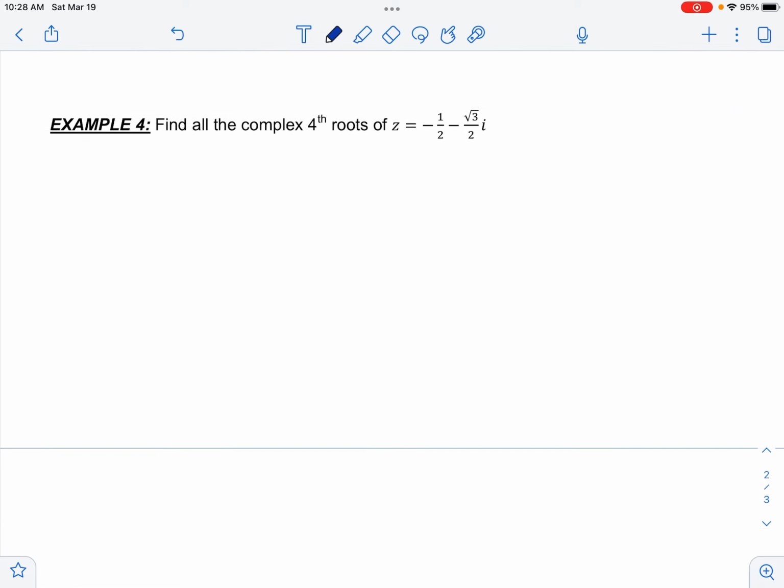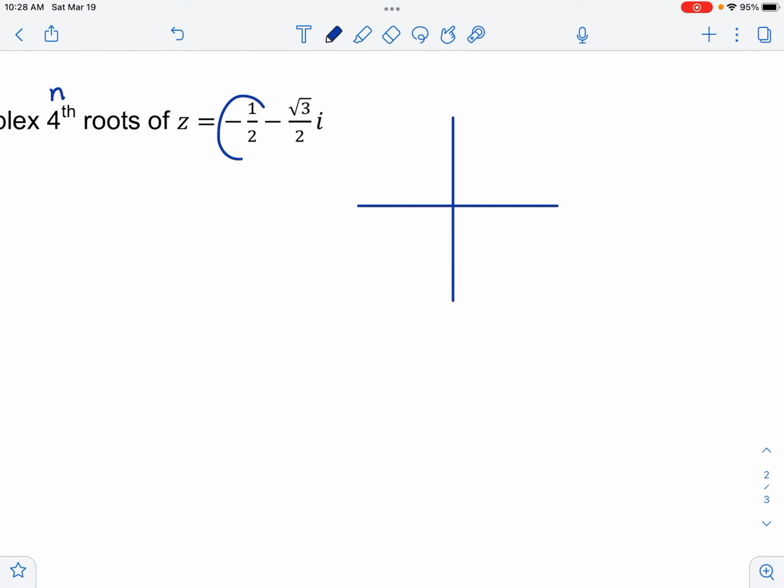Okay, last one. Find all the complex 4th roots of, and then there's my number that's not polar once again. So I need to convert it to a polar number, and then I can take the nth roots. So let's once again off to the side, find r and theta. We already have n. So this is n, and we need r and theta.